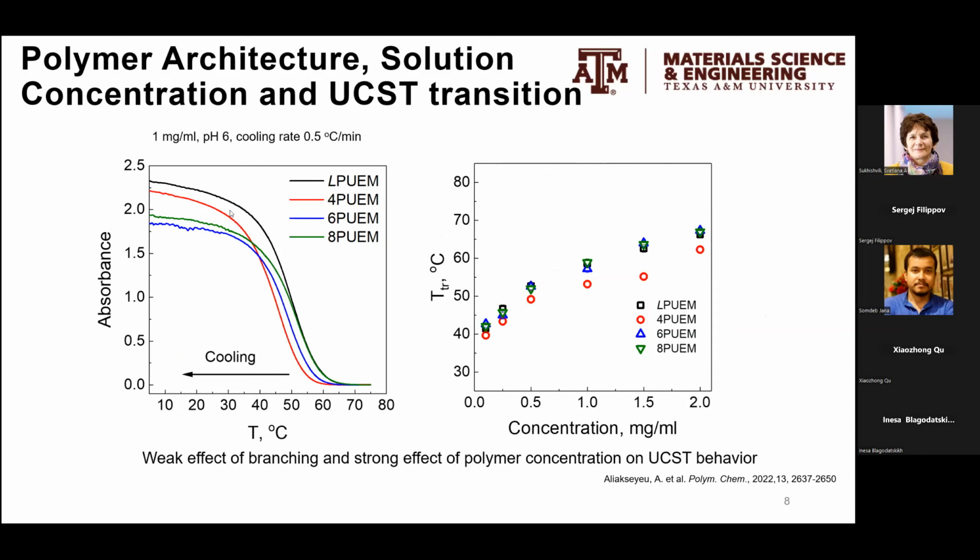And we were a little bit disappointed that we didn't see really a strong effect of the molecular architecture at this low degree of branching on the transition temperature, the phase transition, which was within the error. However, as expected, as you increase the polymer concentration, you're going to increase the transition temperature, again according to the theory.